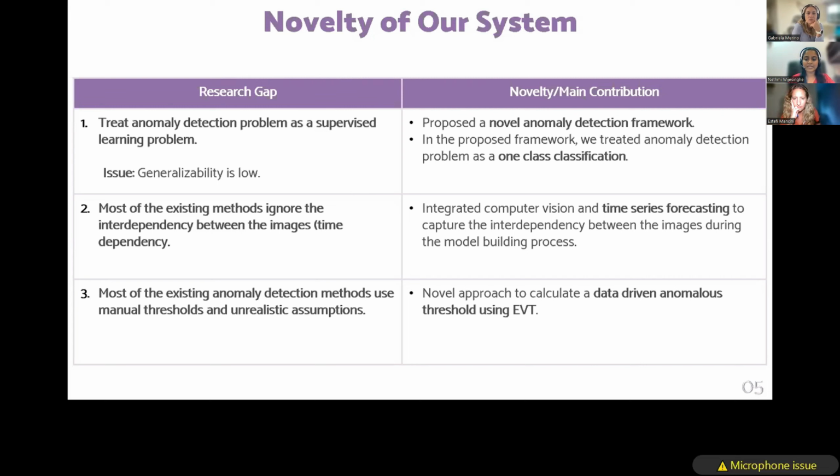The third research gap is that most of the existing anomaly detection methods use manual thresholds and unrealistic assumptions. We propose a novel approach to calculate a data-driven anomalous threshold using extreme value theorem.